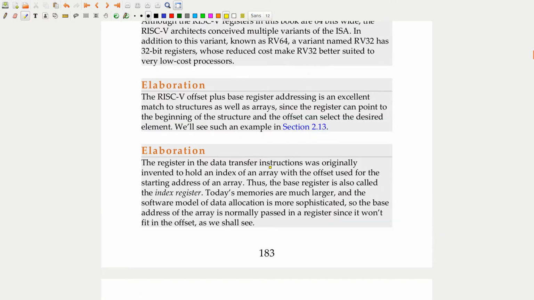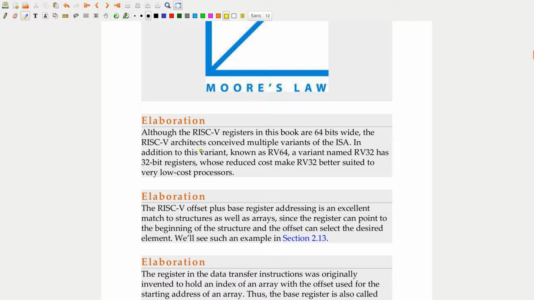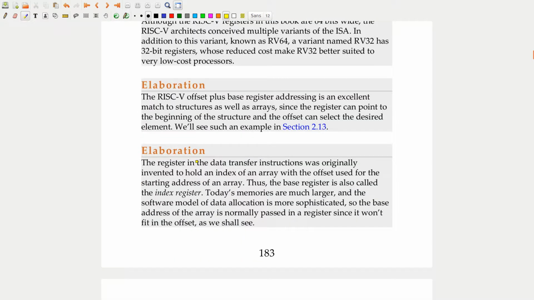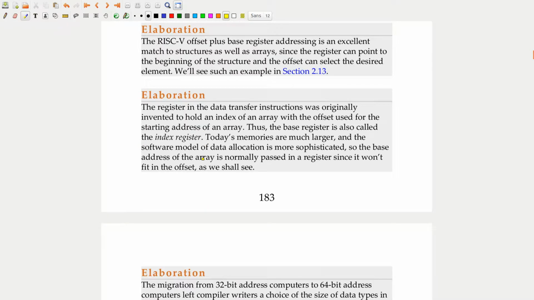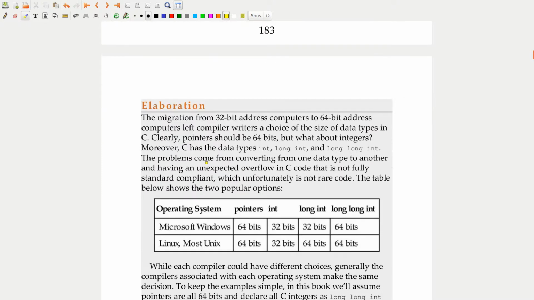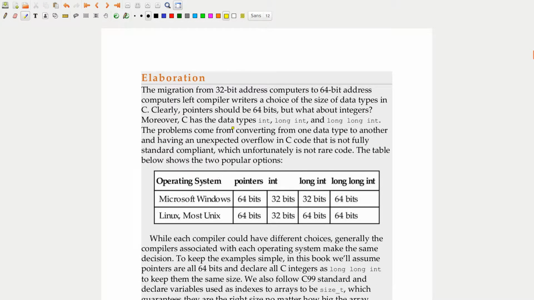Okay, so let's see. Any interesting information here? Nope. Nothing too particularly interesting. So, migration from 32-bit address computers to 64-bit. Okay, this is interesting. We moved a while ago to 64-bit machines. But one of the things to keep in mind is that when we have a 64-bit machine, we don't necessarily use all 64 bits for an address range. Okay, question.